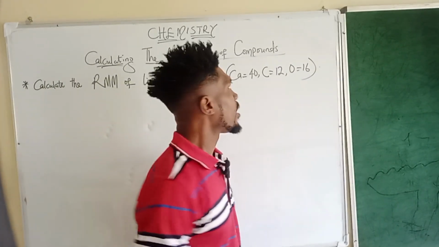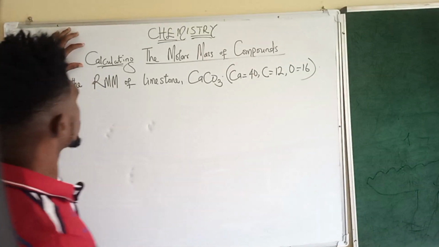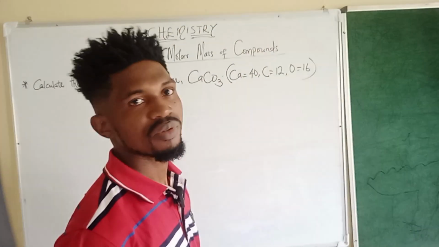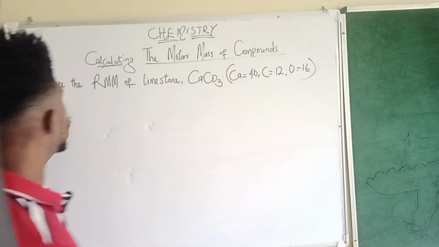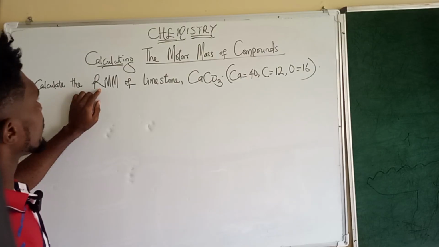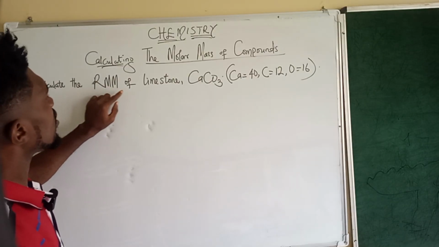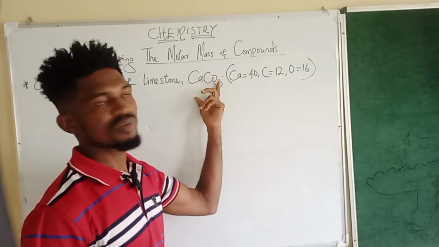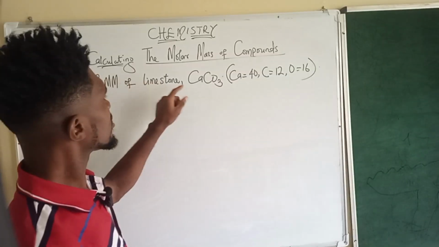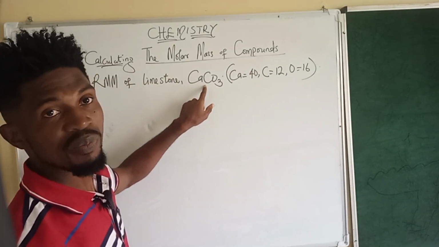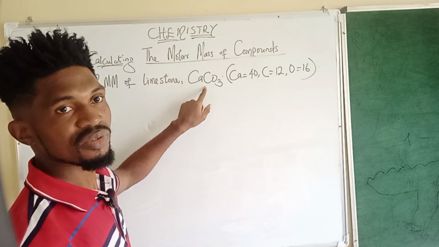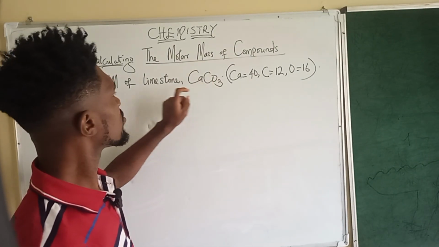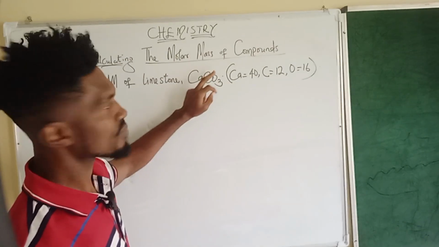Hi, today we are going to be treating the molar mass of a compound. Here we are being asked to calculate the relative molecular mass of limestone, and we have been given an example. That is to show you the formula for limestone. Limestone is calcium trioxocarbonate(IV).